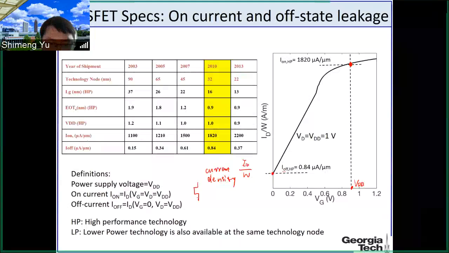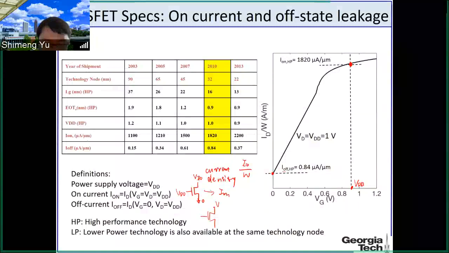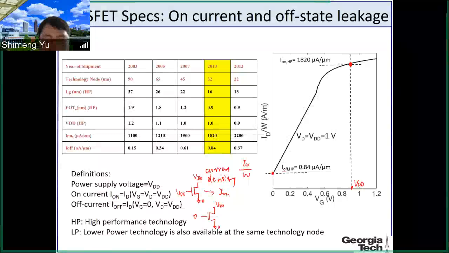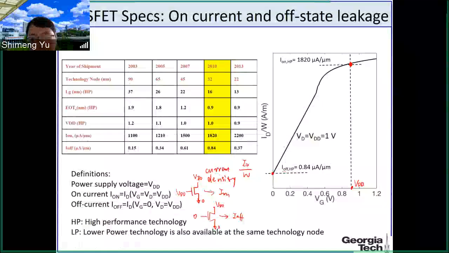Let's draw the symbol here. So on current, by definition here, is when the gate voltage is VDD, the drain voltage is VDD. So this source is ground. This gives you the I on. I off is when you have the drain at VDD and the gate at 0, to ground. So this gives you the I off current. So we will discuss how I on current impacts the circuit speed later. But today we talk about the I off, which is this subthreshold.